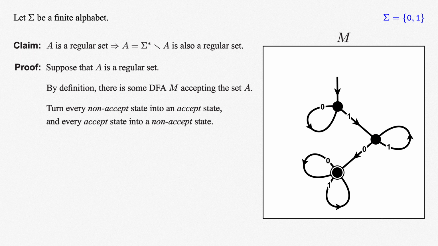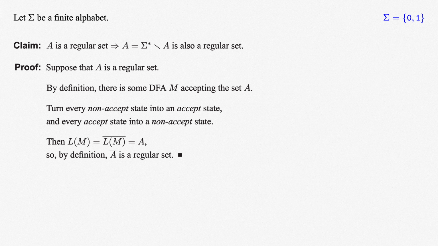The same could be done for any DFA, with the same effect of swapping the sets of strings that are accepted and rejected. The language accepted by this new DFA M bar will be precisely the complement of the language accepted by our original DFA M, that is, the complement of the language A. So by definition, A bar is a regular set because it's the language accepted by the DFA M bar.